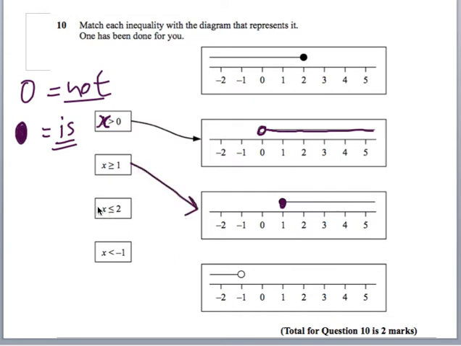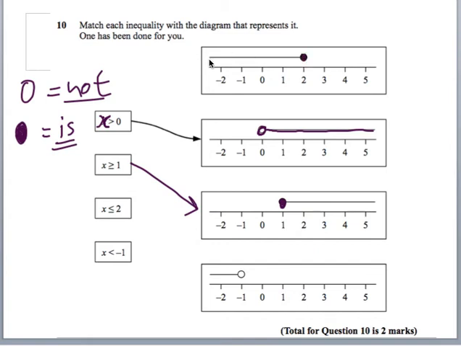Now in this particular inequality, x is less than or equal to 2. So the first thing we do is we look, well, is there one that has less than or equal to 2? So do we have any start point that is 2? Yes, we do. And again, less than or equal to 2.